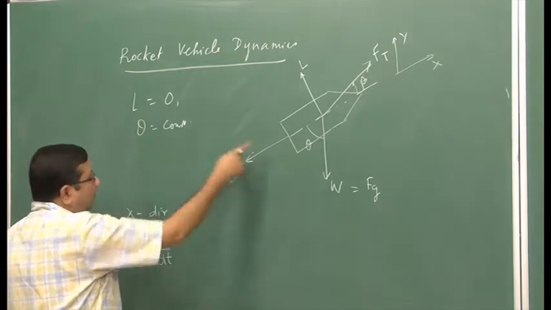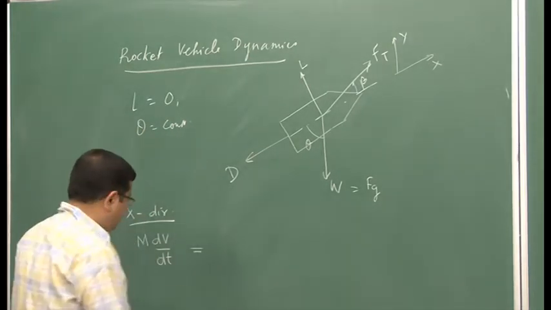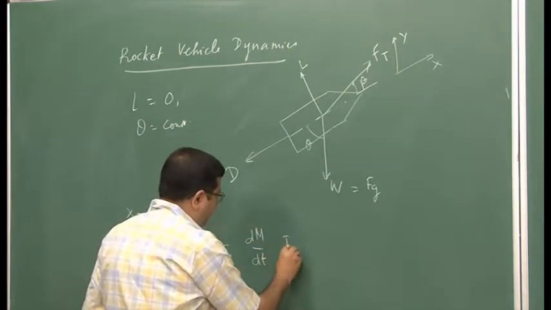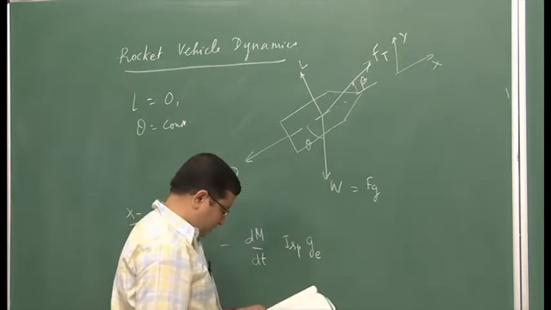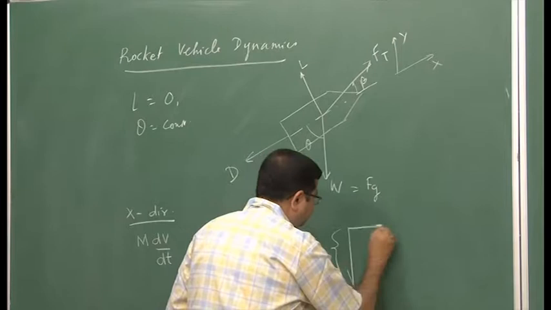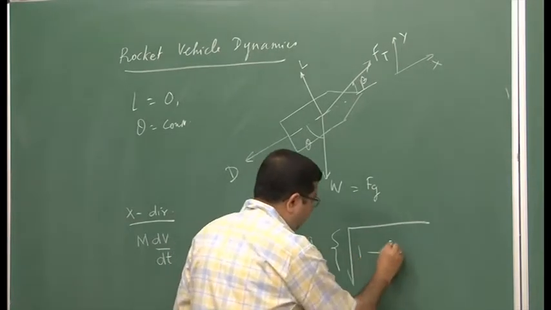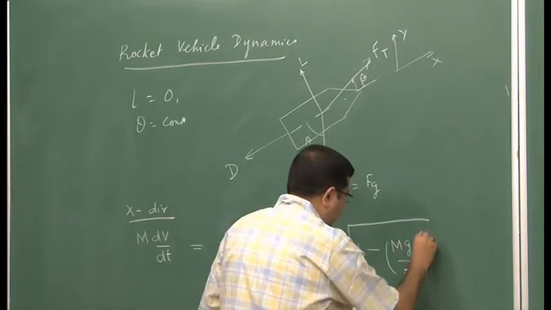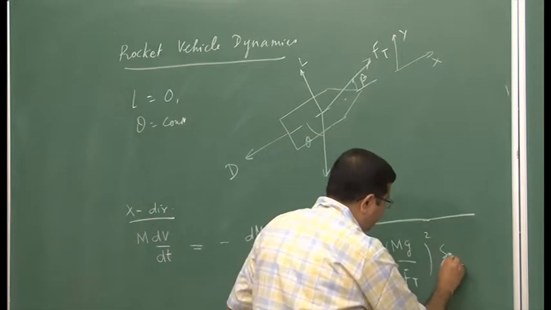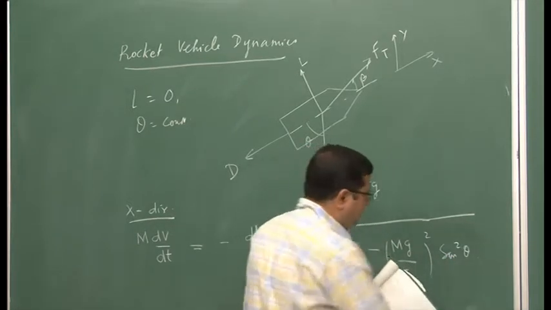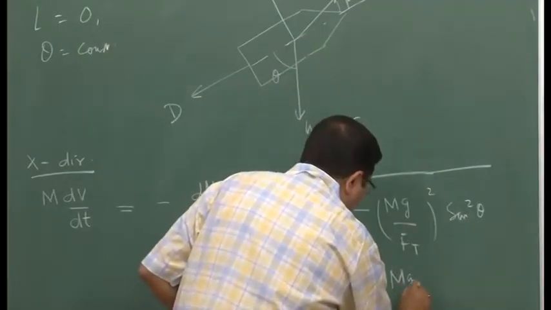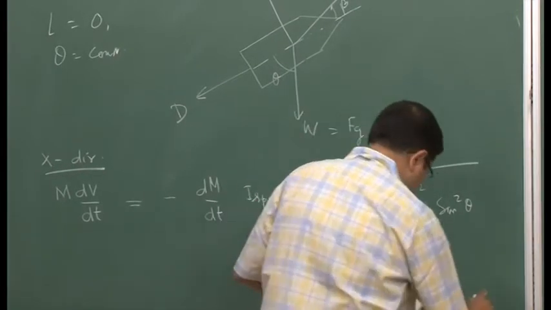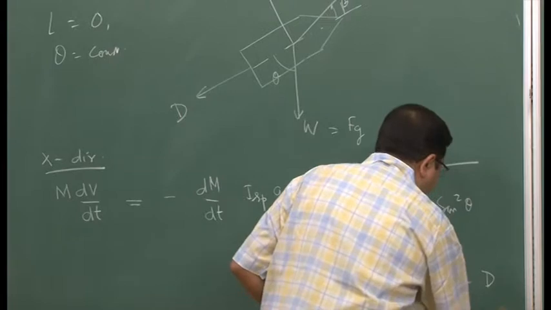Considering no lift and constant theta, this expression was equal to dm/dt, Isp g_e, then the square root of 1 minus (mg/F_T) squared, sin squared theta, minus (mg/F_T) cos theta, minus D, and we had called this equation A.